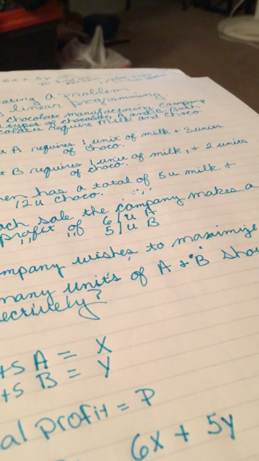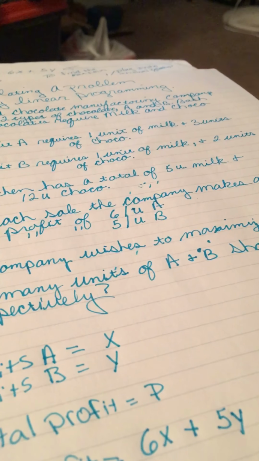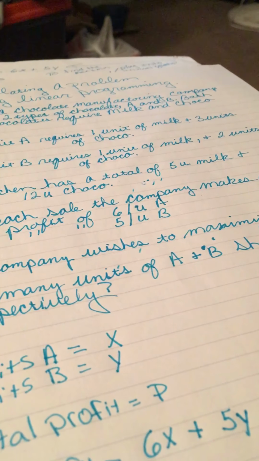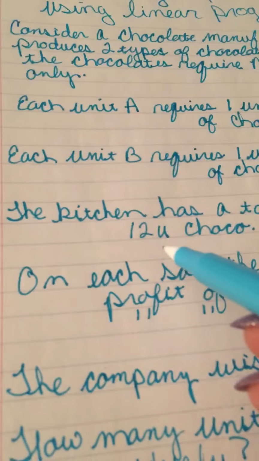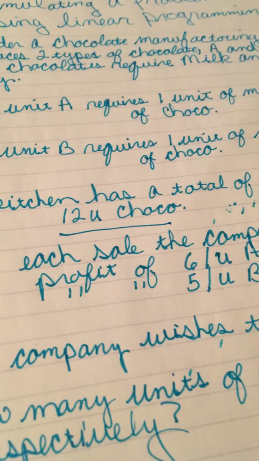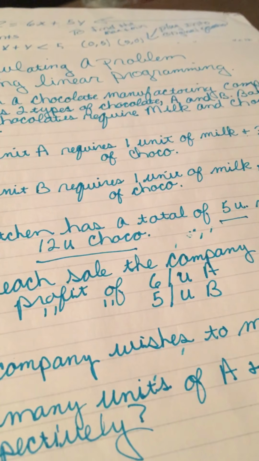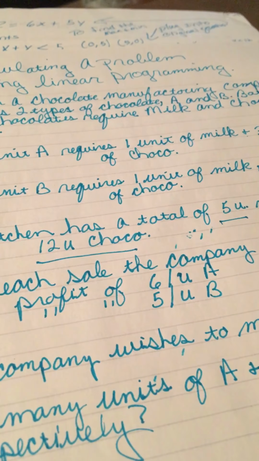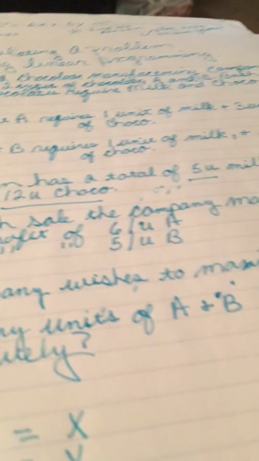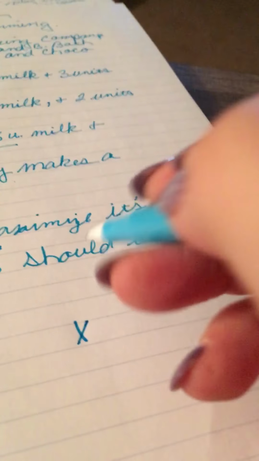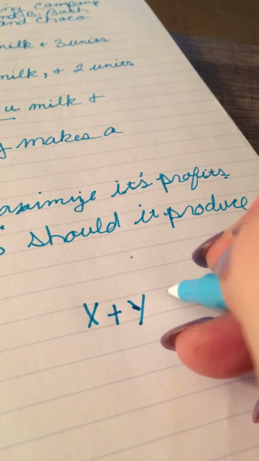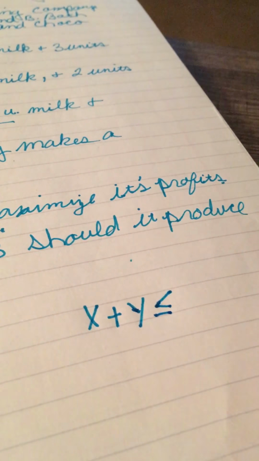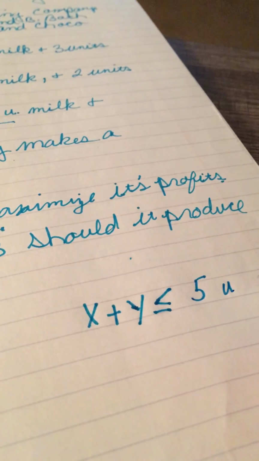The resources of milk and chocolate are limited, thus giving us our constraints. We have 5 units of milk available to us, and we have 12 units of chocolate given to us. So we are going to get our first constraint. We have X unit plus Y unit has to be less than or equal to 5 units of milk.